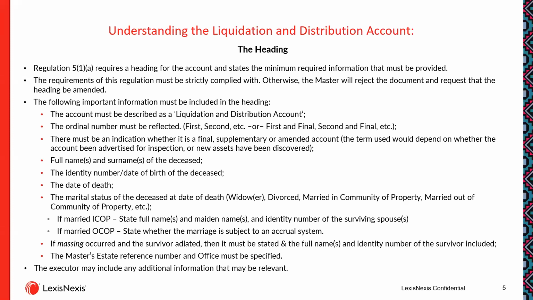Lastly, we also need to include a reference to the master's office, as well as the master's office reference number that will be supplied by the master's office. Again, the executor can include any additional information they might find relevant in the heading, but Regulation 5.1a gives us the minimum requirements of information we have to include.